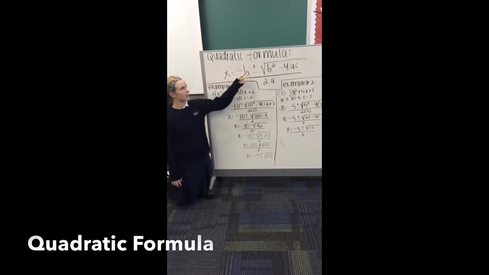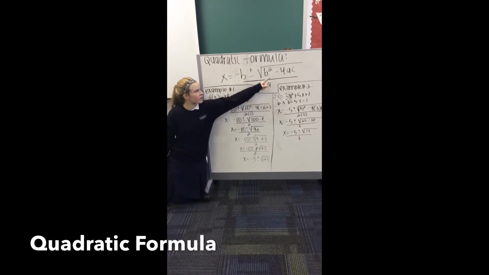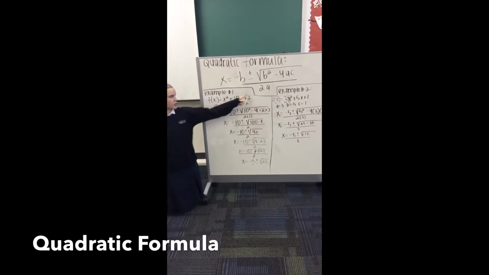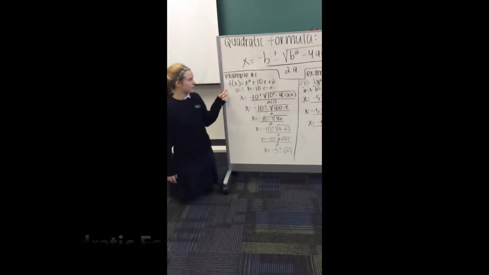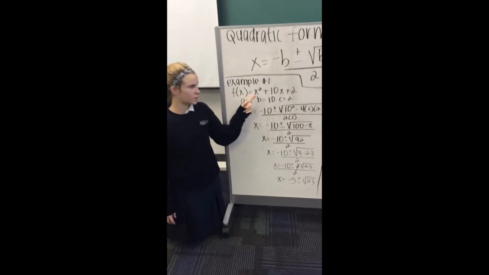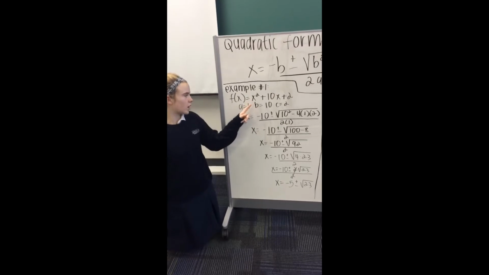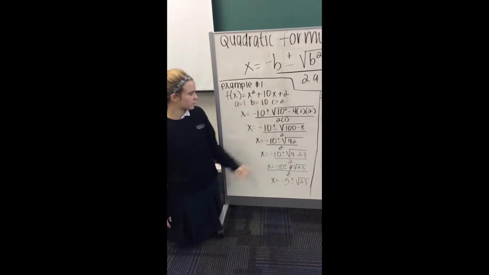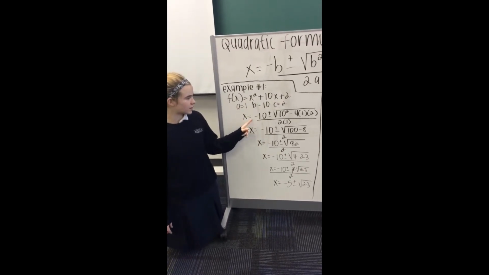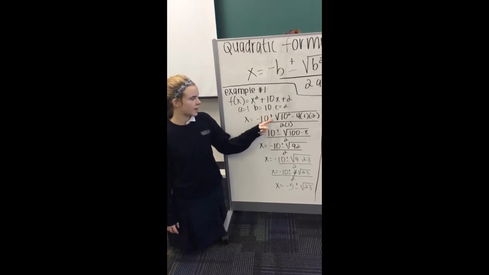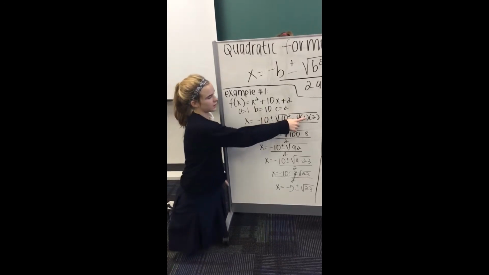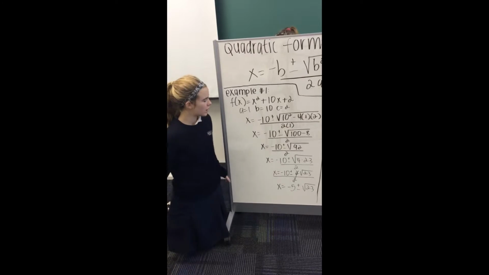The quadratic formula: x equals negative b plus or minus the square root of b squared minus 4 times a times c, all over 2 times a. So our first example is f of x equals x squared plus 10x plus 2. So a equals 1, b equals 10, and c equals 2. So you put it into the equation. x equals negative 10 plus or minus the square root of 10 squared minus 4 times 1 times 2, all over 2 times 1.